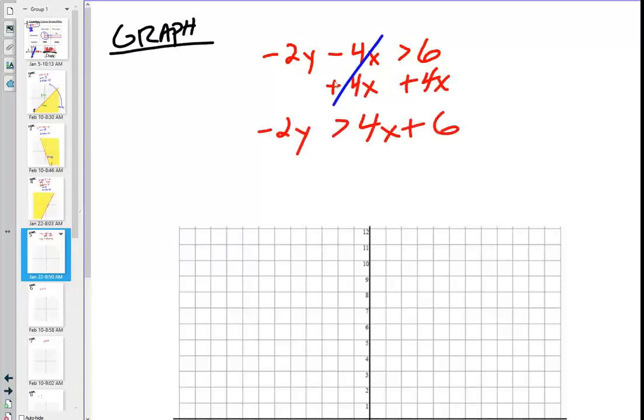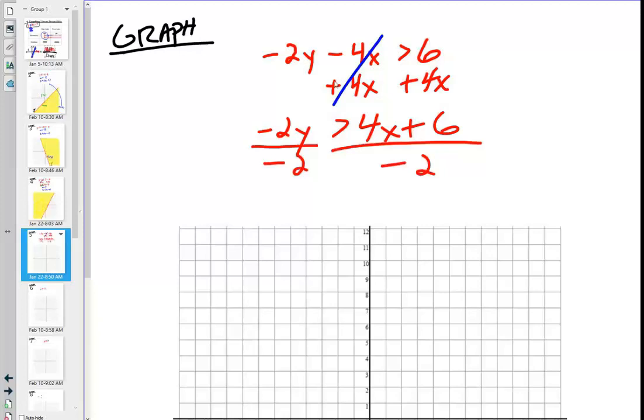Morgan, what's my last step? Shut. Your name is not Morgan. Very good. Divide by a negative. Divide by a negative. Did you make that clear?